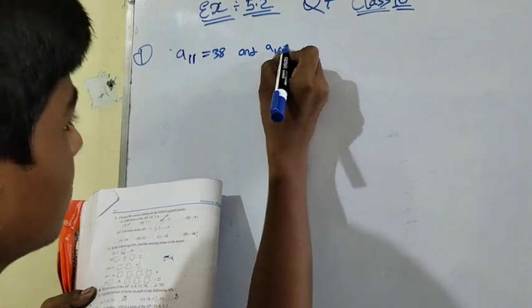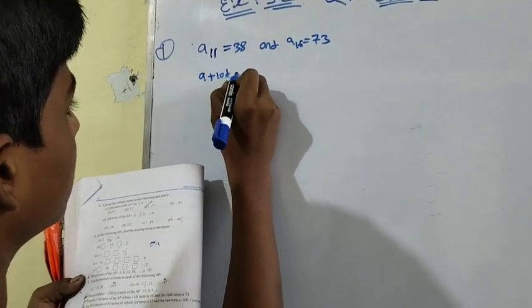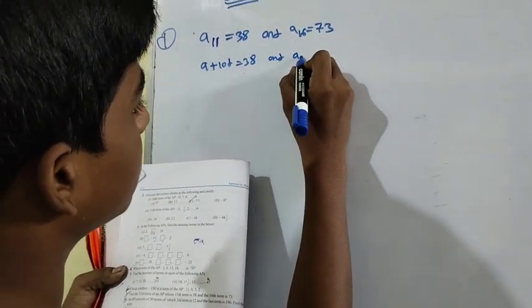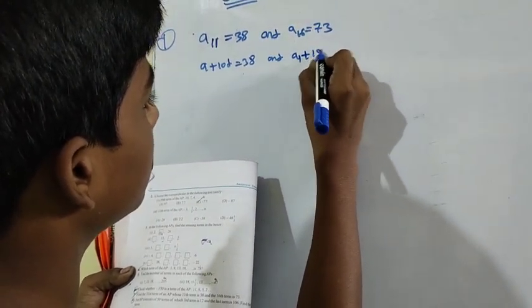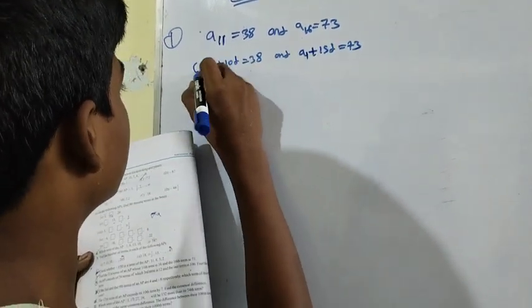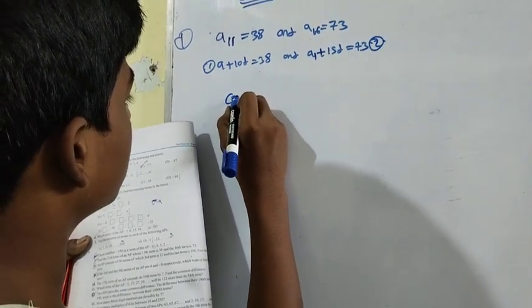The 11th term is 38, and the 16th term is 73. The 11th term means a plus 10d is equal to 38, and the 16th term means a plus 15d is equal to 73. This is equation 1, this is equation 2. Consider 1.